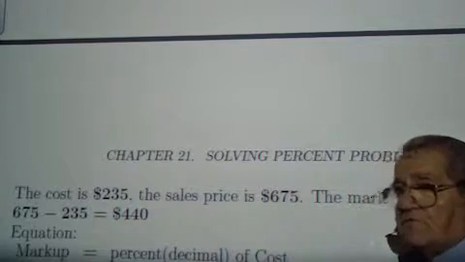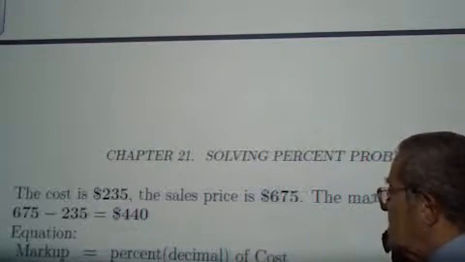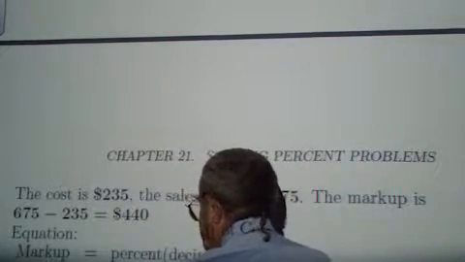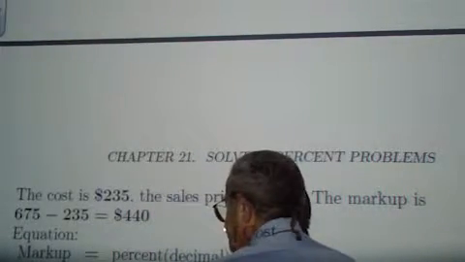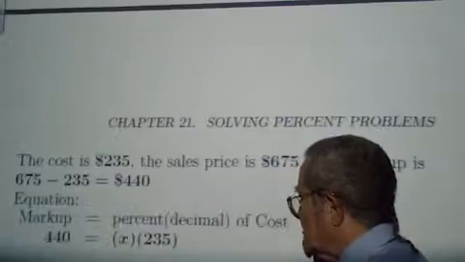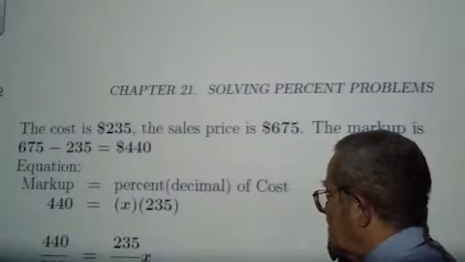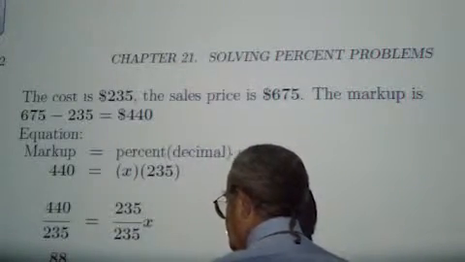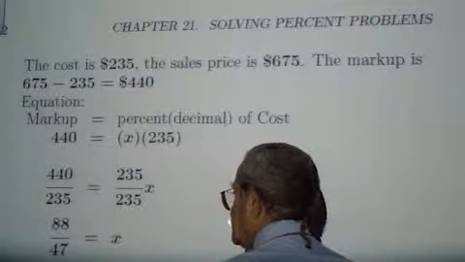Now we have a number for the markup. And the markup is percent of cost. Divide both sides by 235. And you are getting apparently 88 over 47. That's your rate.